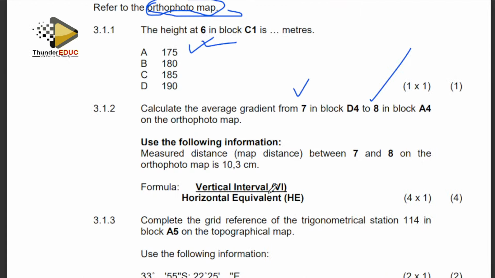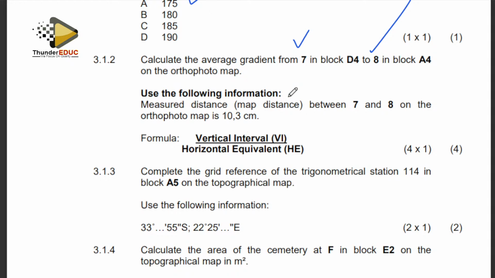They have given us the formula. The good thing, because we cannot see properly, they have assisted us. They gave us the what? The distance. So they said the measured distance between 7 and 8 is 10, this one. So they have given us the distance, which is the HE. The measured distance, the same as HE. So HE is 10,3 centimeters, but they haven't given us the height. So let us look for the height.